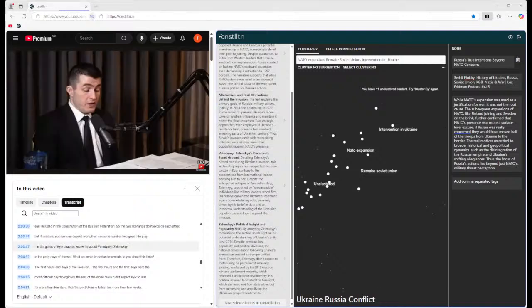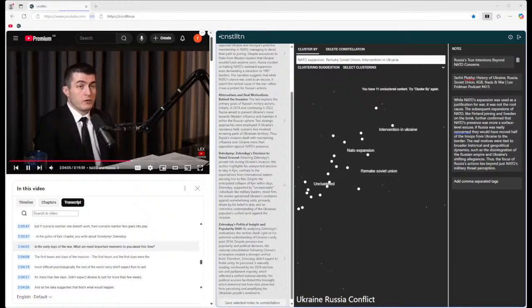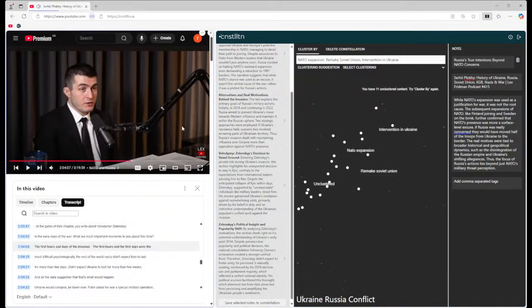In the Gates of Kiev chapter, you write about Volodymyr Zelensky in the early days of the war. What are the most important moments to you about that? I mean, if you assume Putin is a rational actor, it's hard to understand how invading Ukraine brings Ukraine more into Russian influence. His actions seem to make more sense if you're trying to threaten NATO, I think.